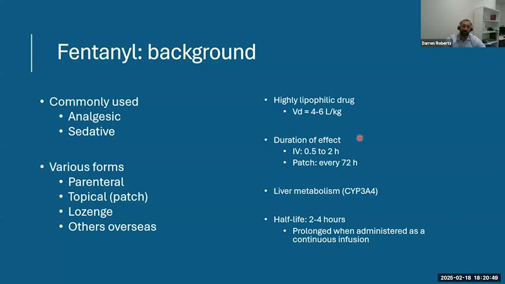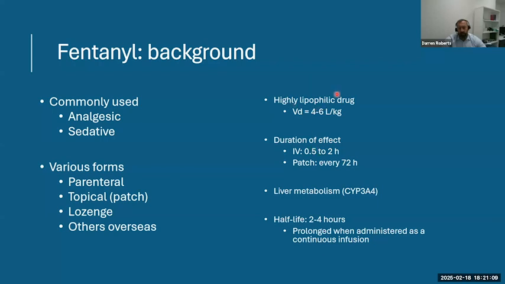It's generally considered to have a fairly short duration of effect, so generally it's gone within an hour or two. The patch, as you know, can persist for longer even after you remove the patch, because the fentanyl sits in the skin and requires time to go away once it's already within that area.